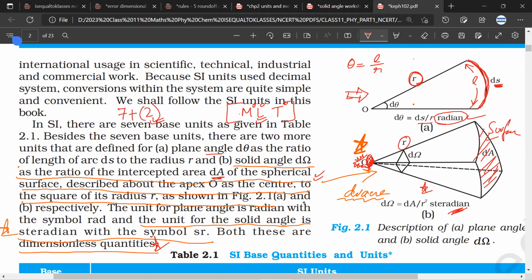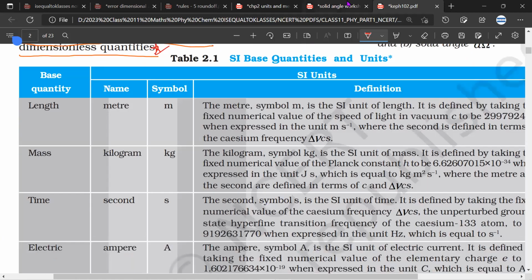These two are separate quantities used for defining the plane angle and the solid angle. Are we clear? And these are dimensionless quantities. In terms of MLT, if you want to write it, no mass, no length, no time. They have their own special symbols. Are we clear? Okay.